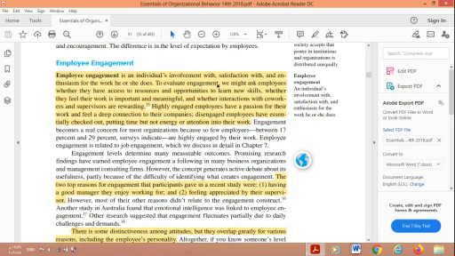To evaluate engagement, we might ask employees whether they have access to resources and opportunities to learn new skills, whether they feel their work is important and meaningful, and whether interactions with coworkers and supervisors are rewarding. Highly engaged employees have a passion for their work and feel a deep connection to their companies, while disengaged employees have essentially checked out, putting time but not energy or attention into their work.